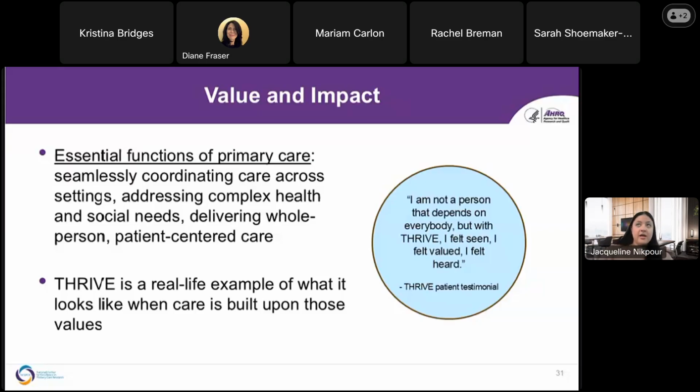And I want to close with this quote from a participant who has SMI and who was part of our Thrive community. I will probably never forget this. She said this to me through tears when I asked her about her experiences. And she said, I am not a person that depends on everybody, but with Thrive, I felt seen, I felt valued, I felt heard. And I think that just speaks for itself in terms of the power that programs like this can have.